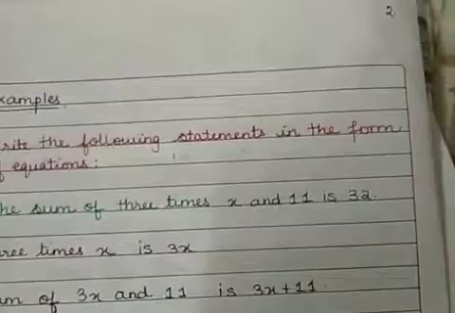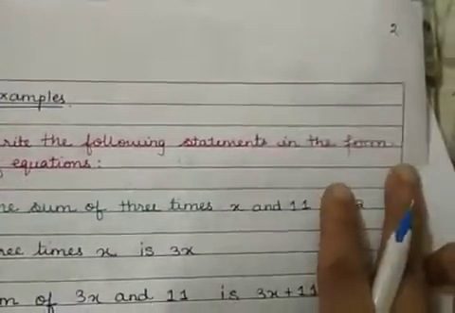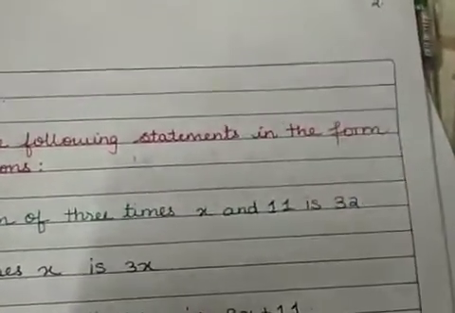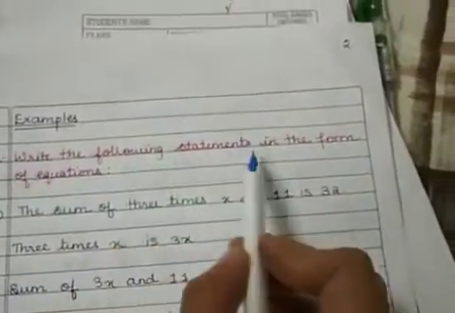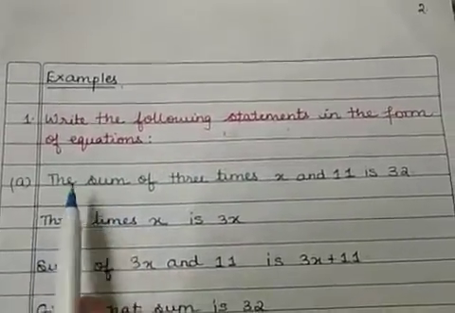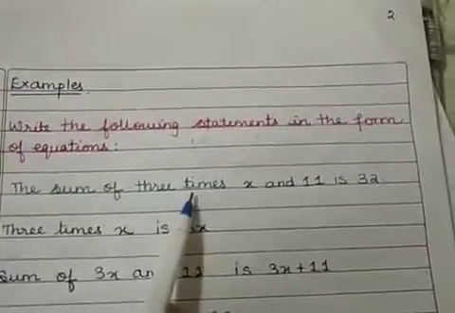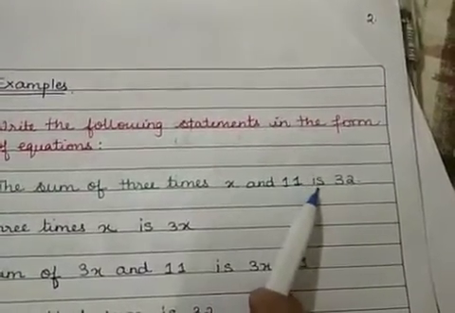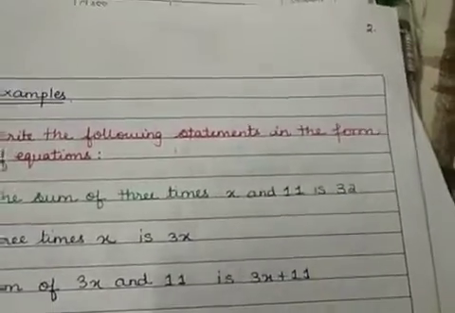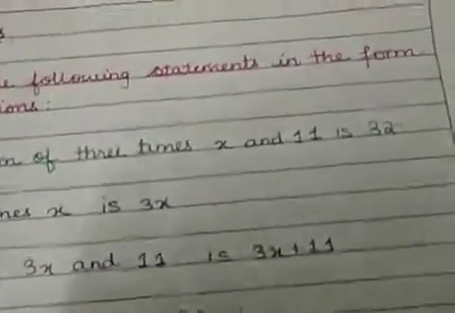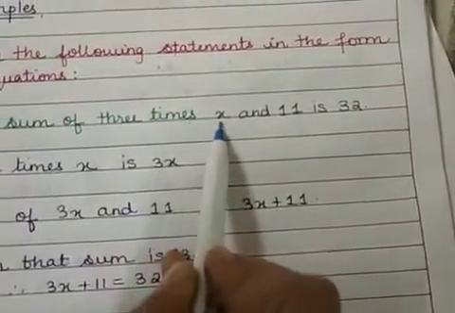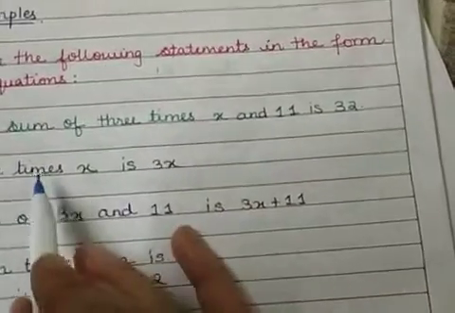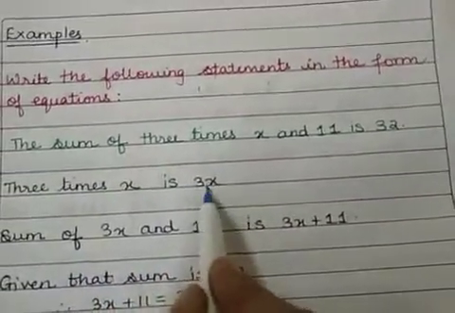Now since you know what an equation is, let us form equations based on statements which are given to you. The first example says, write the following statements in the form of an equation. The first example is: the sum of 3 times x and 11 is 32. Now you have to write this statement in the form of an equation. First let us see what is given here. The sum of 3 times x. How do you write 3 times x? 3 times x is written as 3x.